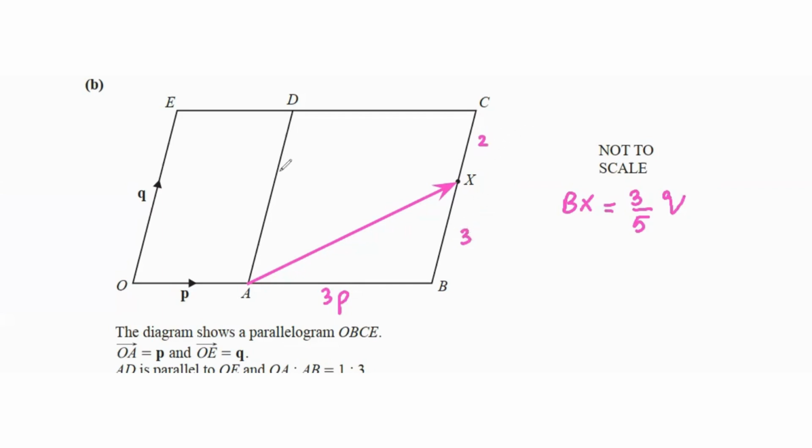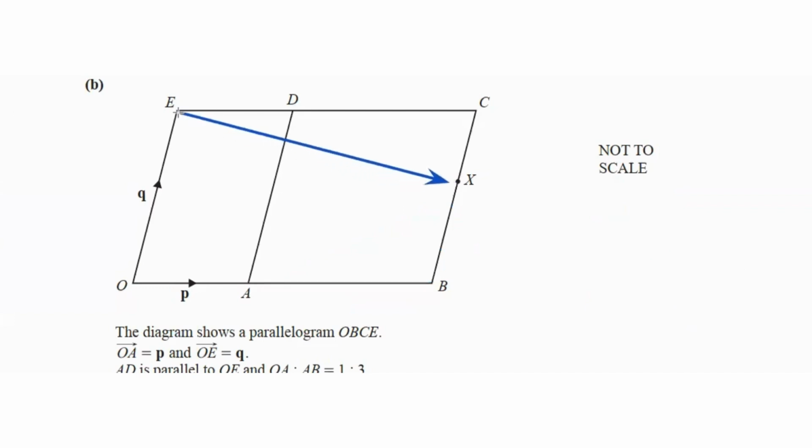So 3/5 of Q. So we're going to take the route of AB plus BX to reach AX. So I'm going to do AB plus BX, which is going to be 3P plus 3/5 Q. That is your answer for this. Then it says EX. So EX is this one over here.